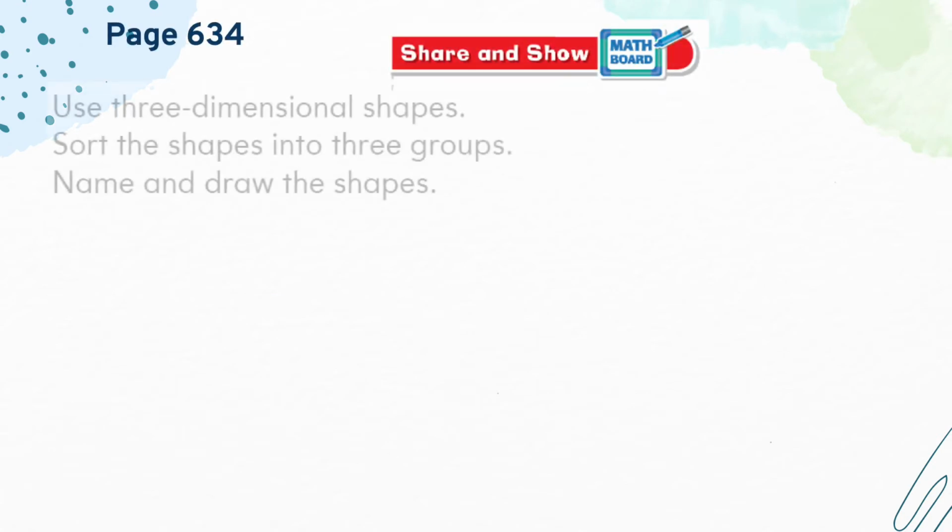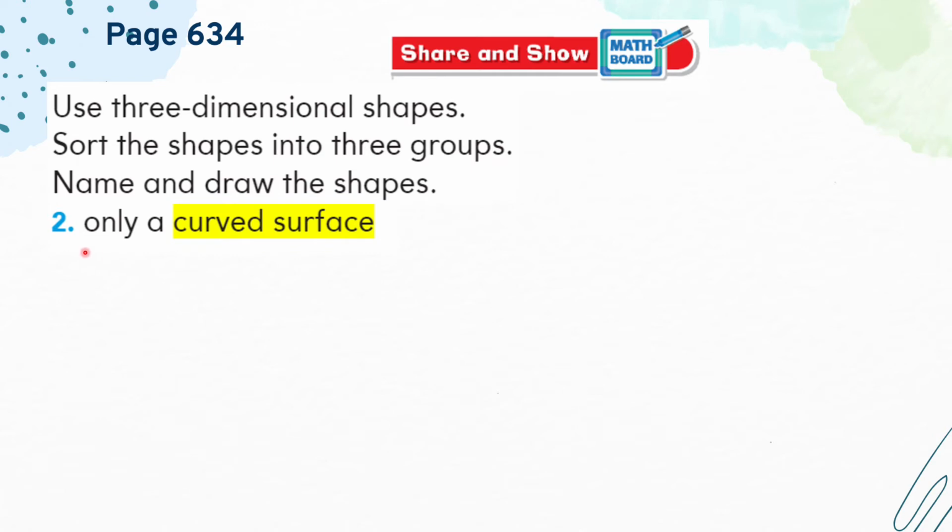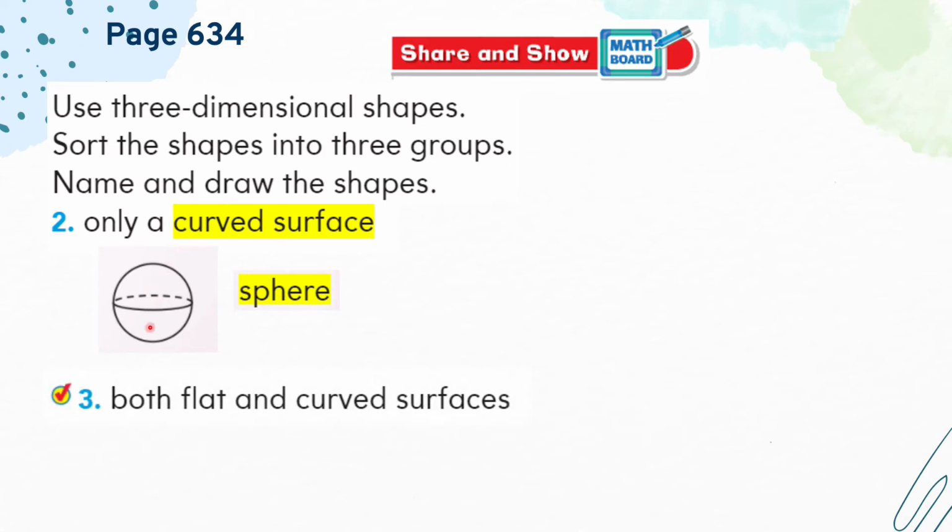Now moving on to the next part of the same question, we are going to name a three-dimensional shape which has only a curved surface. So the shape is a sphere. Now if you look at this sphere, it does not have any flat surface. All of it is a curved surface. So a sphere is a three-dimensional shape which has no flat surface and it has only a curved surface.